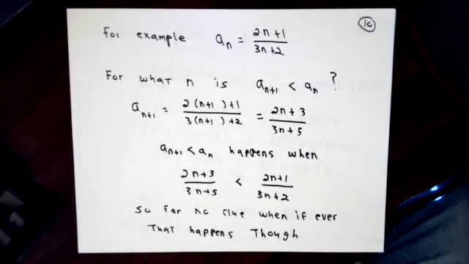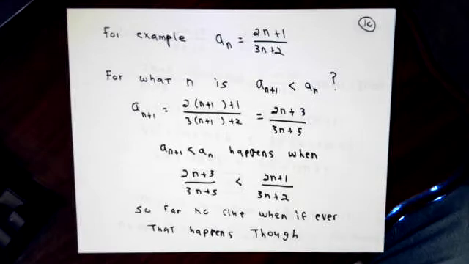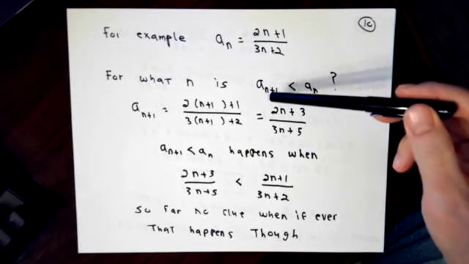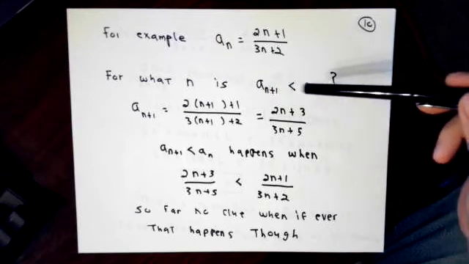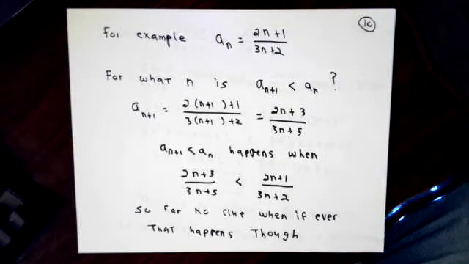For example, I'm going to look at the sequence where a sub n is 2n plus 1 over 3n plus 2. I want to think about what the next one on the list is going to be and try to figure out when, if ever, a sub n plus 1 is less than a sub n. And as we said on the previous page, this should tell me something about the monotonicity. We need to remember that these things are functions. The n is the thing that we're feeding into the function.